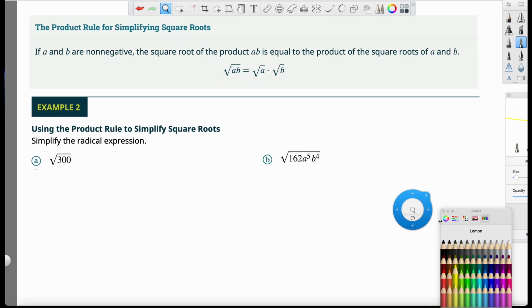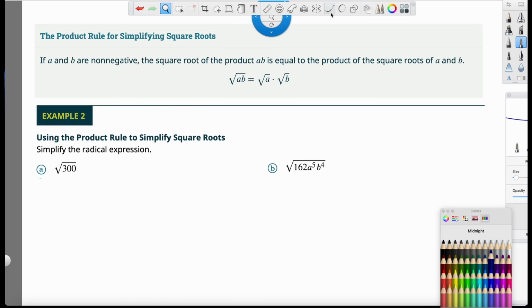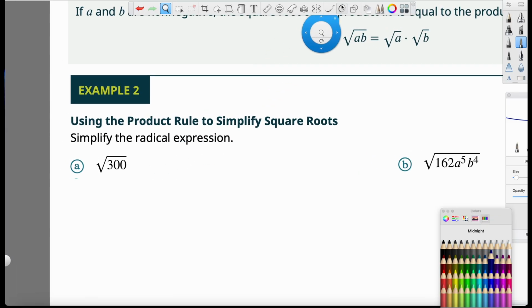So the product rule for simplifying. There's a lot of ways to simplify, and I'll explain some alternatives. But we could say A and B are non-negative numbers or variables. The square root of a times b, so ab is the radicand right here, equals the square root of a times the square root of b. So we can separate these, and this is the product rule.